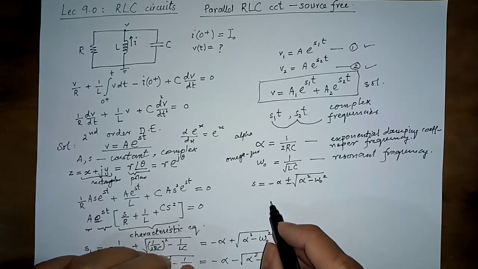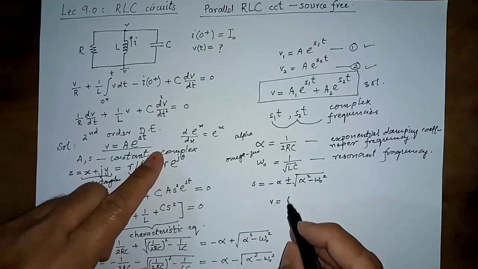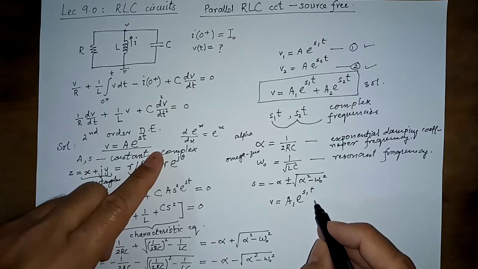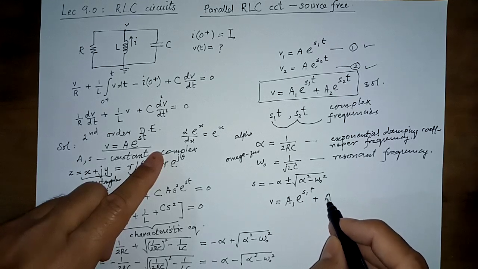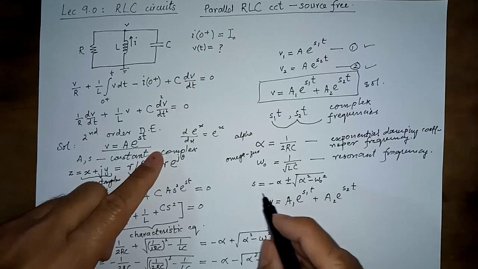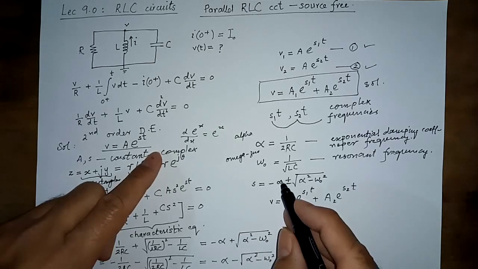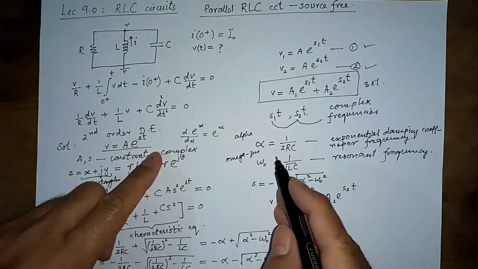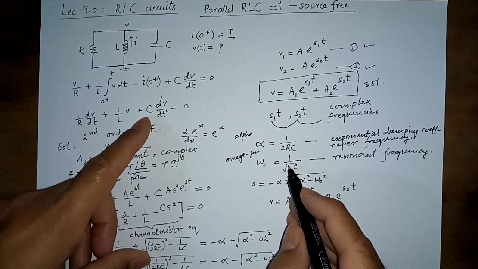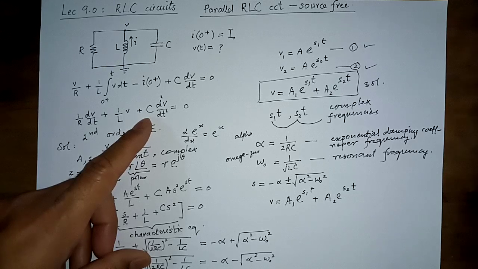So ultimately we come to this, that V, the solution to this second order differential equation, would be V equals A1 e raised to the power S1t plus A2 e raised to the power S2t, where S1 is this thing with the plus sign, S2 is this thing with the negative sign, and in S1 and S2 alpha is equal to 1 over 2RC. Remember, this is circuit specific. For other circuits this may be different. We are going to see that later on, and omega 0 would be 1 over square root LC.